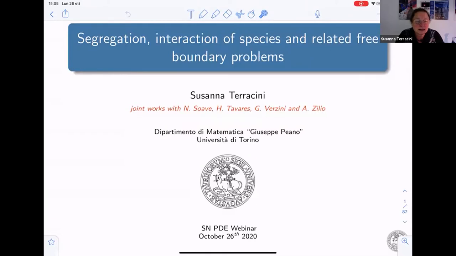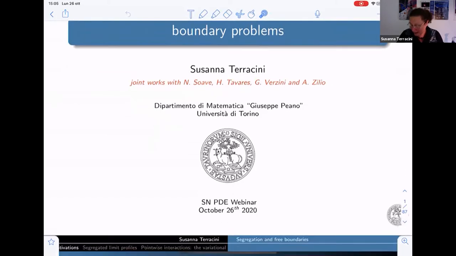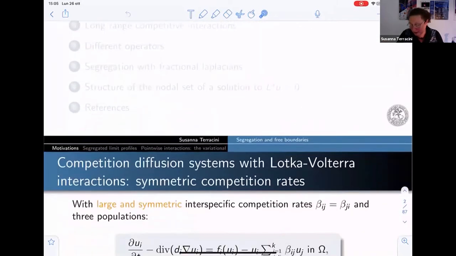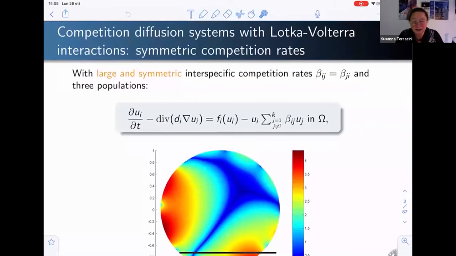So what I'm going to share with you are some old and new results about segregation, interaction of species, and related free boundary problems. Okay, let me start with some motivation, and maybe the most important motivation comes from competition diffusion systems with Lotka-Volterra interactions and symmetric and asymmetric competition rates.